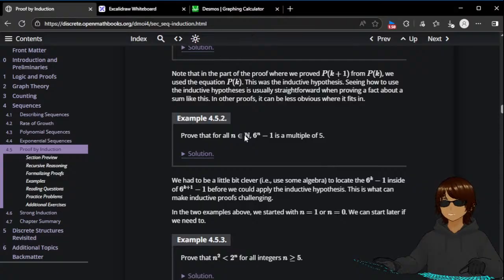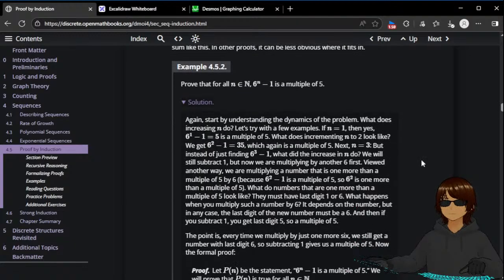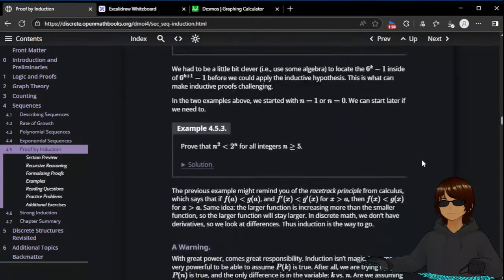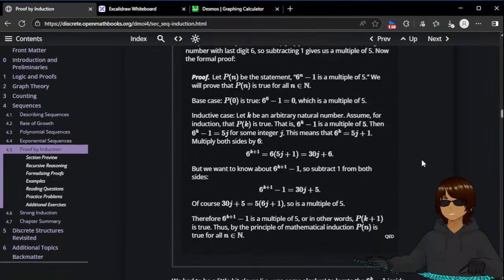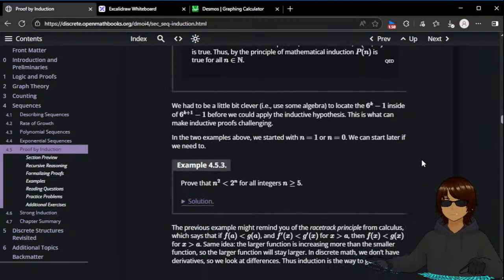Prove that for all n, 6 to the power of n minus 1 is a multiple of 5. I mean, all numbers in the form of 6 to the power of n, they end with a 6, right? So if we subtract 1, they will end with a 5. And any number that ends with a 5 is a multiple of 5. But we have to use induction to prove this.